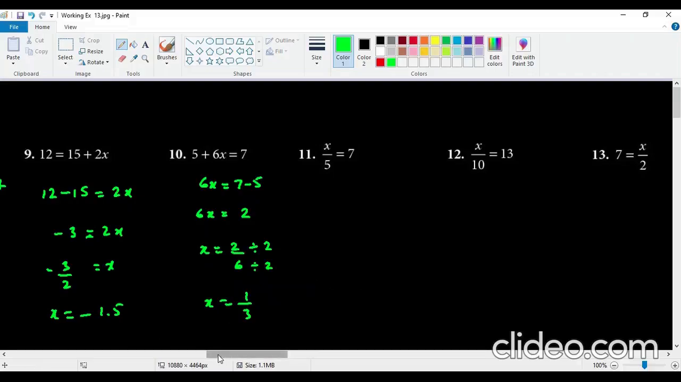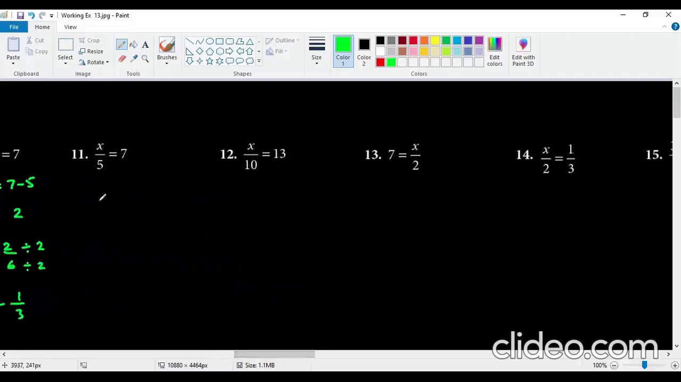When it comes to question number 11, it's about multiplication, and you must remember the opposite of multiplication is division, and the opposite of division is multiplication. Since here 5 is dividing x, that means the other side will go and multiply. So x is equal to 7 times 5, which is going to give us 35 as an answer.